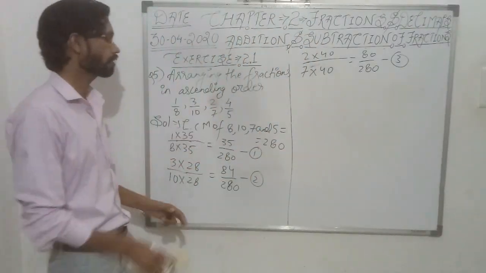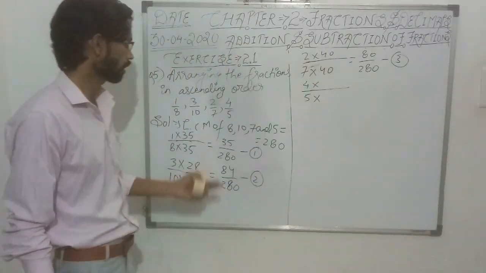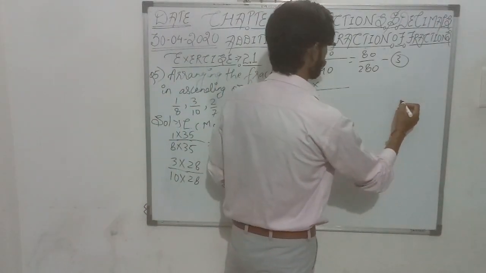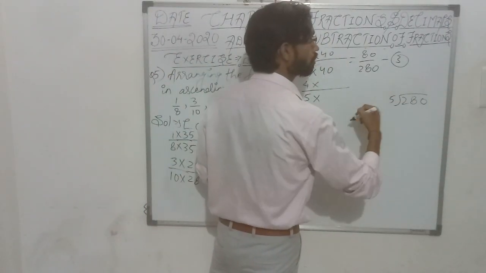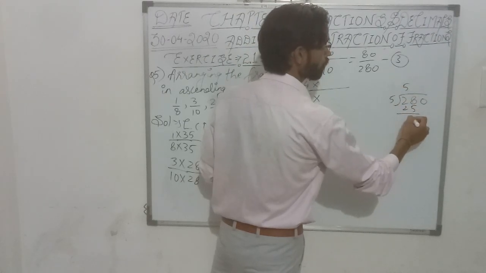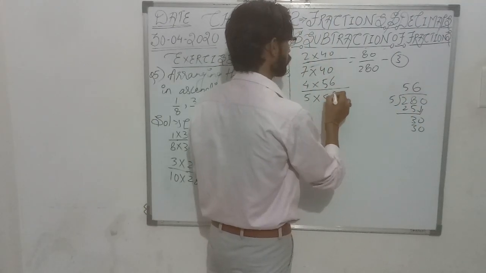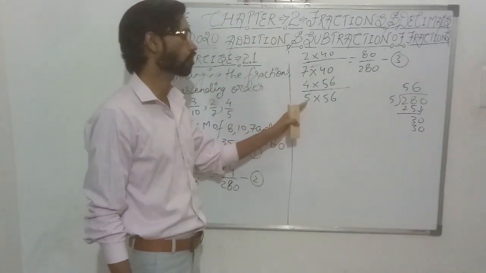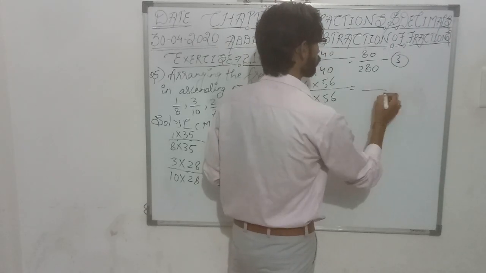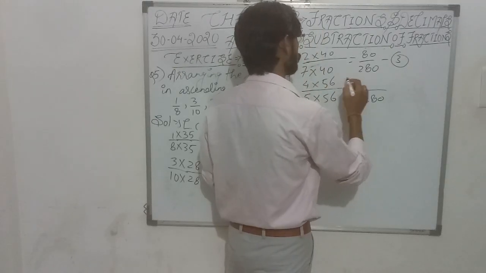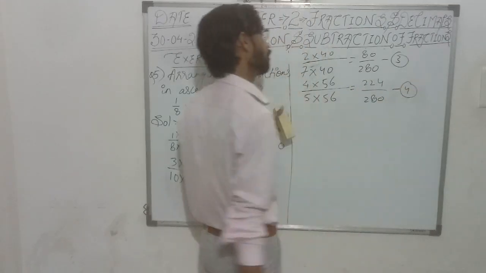The last one, that is 4 by 5. Same method will apply here like we have done for the three fractions. We'll do the division of 280 by 5. 5 5s are 25, 3 remainder 0, 5 6s are 30. What we have got: 56. That means we have to multiply the numerator and the denominator by 56. So in the denominator we'll get 280 and in the numerator 4 6s are 24, 4 5s are 20 and 224. This is our fourth fraction.